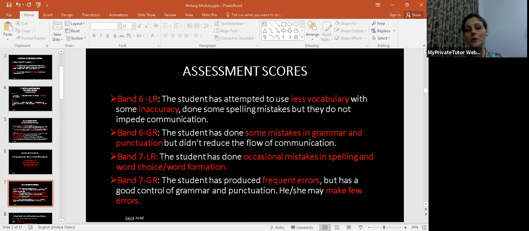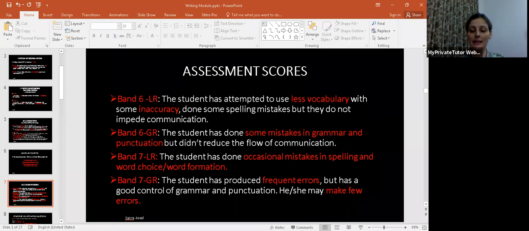From the grammatical side also, you're going to be assessed. If you're getting 6, it means you have made a few mistakes, but the flow of communication is there. You are making a few mistakes in grammar also, and in the lexical resource, you have used limited vocabulary.